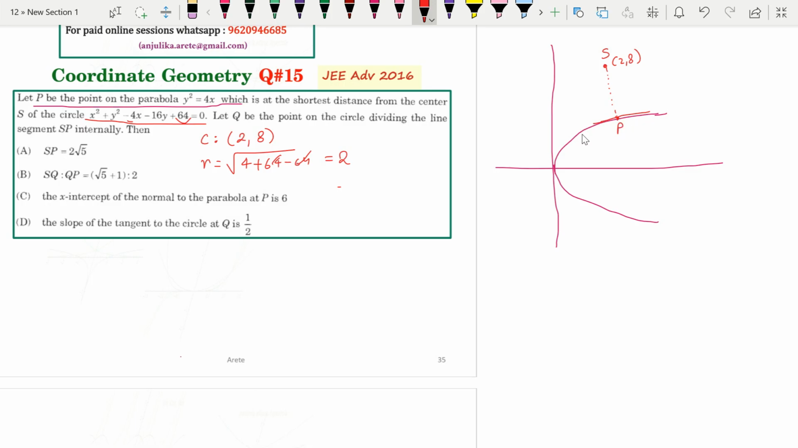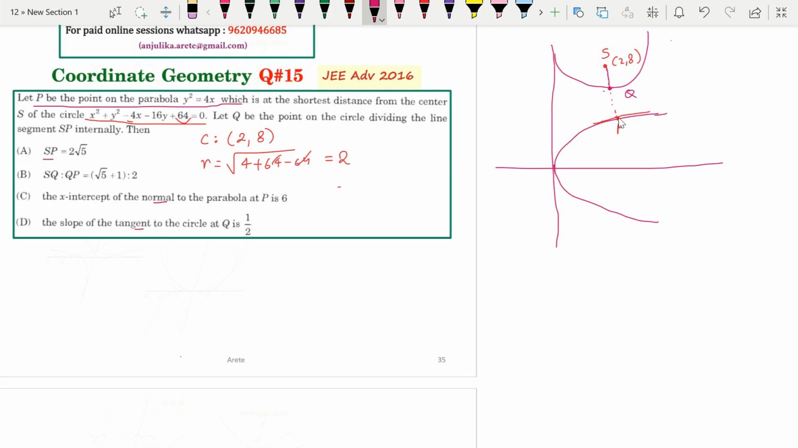So what next? Let Q be the point on the circle. Let's complete the circle as well. The radius is 2. Q is a point which is dividing the line SP internally. So this is the point. Now what are they talking about? They're talking about SP, this distance they are looking for, and they're talking about normal, tangent, and so on.